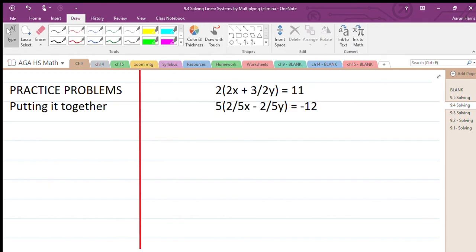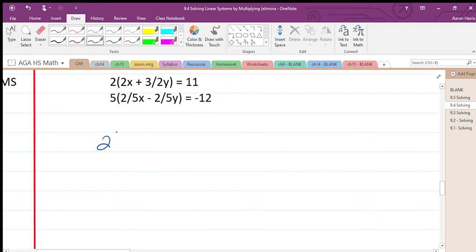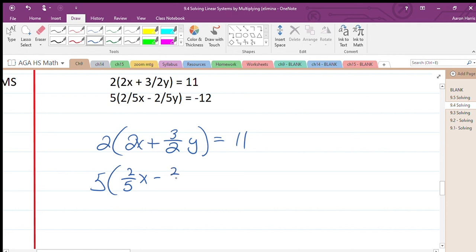We have two equations here. We want to eliminate one of the variables and solve for the other one after that. This is written this way because of the computer. So I'm going to rewrite this for our practice problems, putting it all together in a format that you're used to seeing. So this says 2 times (2x plus 3 over 2 y) equals 11. And the other one says 5 times (2 over 5 x minus 2 over 5 y) equals negative 12.